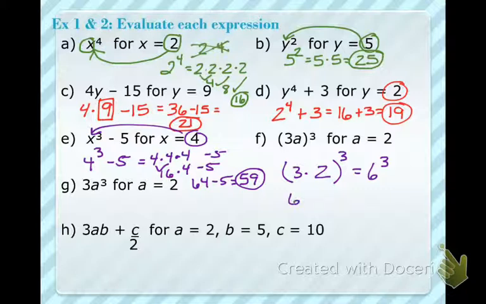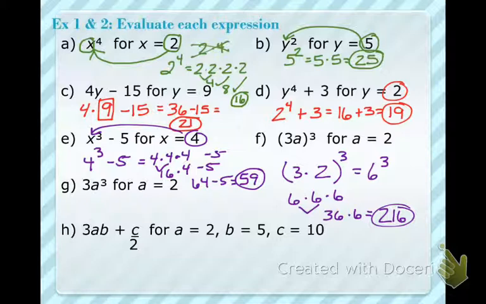And so it would be 6 times 6 times 6. 6 times 6 is 36 times 6. And Hannah thinks it's 243. And she is so close, but no. Dang it. 216.